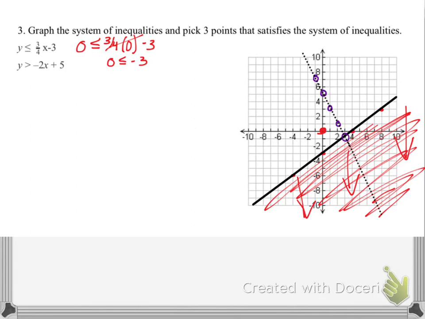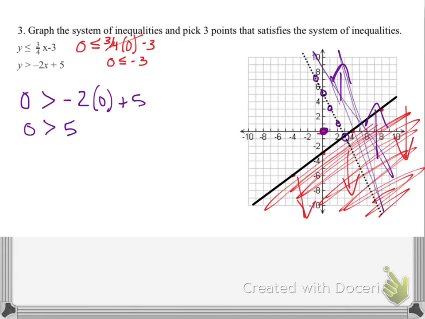Okay. So there's my dotted line, and now I need to figure out where I need to shade. So one way I can look at it is y is greater than. So I'm going to be shading up above here. But if I don't like that, let's test 0, 0. 0 is greater than negative 2 times 0 plus 5. 0 is greater than 5. Not true. 5 is greater than 0. So that's awesome because this point is not true for my dotted line. So I shade over here.